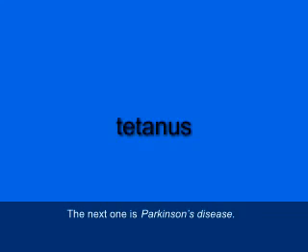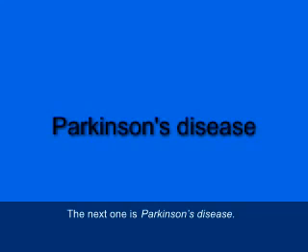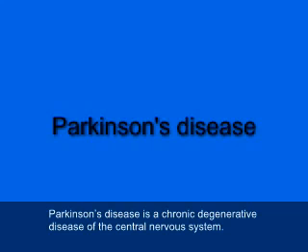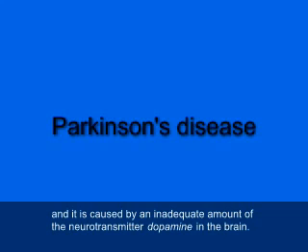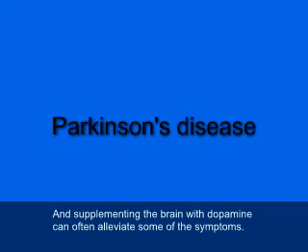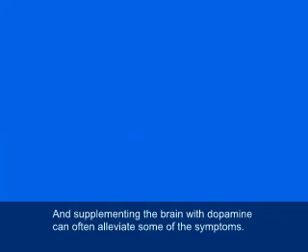The next one is Parkinson's disease. Parkinson's disease is a chronic degenerative disease of the central nervous system, and it causes these fine motor tremors, a shuffling gait. Often it's referred to as the old man shuffle, and it's caused by an inadequate amount of the neurotransmitter dopamine in the brain. And supplementing the brain with dopamine can often help alleviate some of the symptoms.